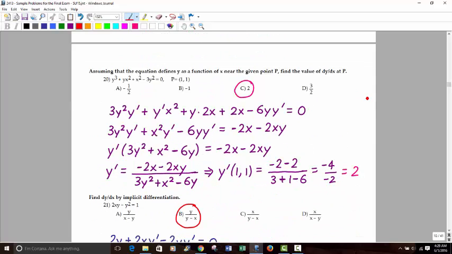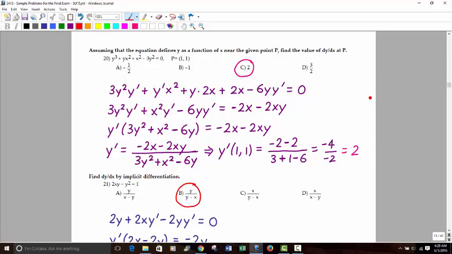All right, number 20. Implicit differentiation. Now 21 tells us implicit, this one doesn't, but it's obviously implicit. Implicit means that y is not written as a function of x. Explicit means y is a function of x. Implicit means your x's and y's are all mixed together.